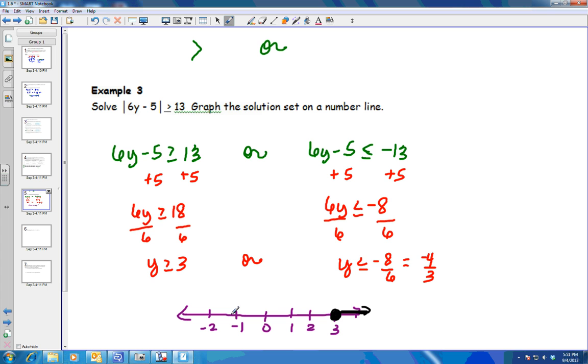This, I'm going to go to negative 4/3. Negative 4/3 is negative 1 and 1/3, so it's a little bit past negative 1. It's going to be a closed circle. And this one's Y is less than, so I want to go to the left. And that is my solution. If I wrote that in interval notation like we did yesterday, it would be negative infinity to negative 4/3 unioned with 3 to infinity.